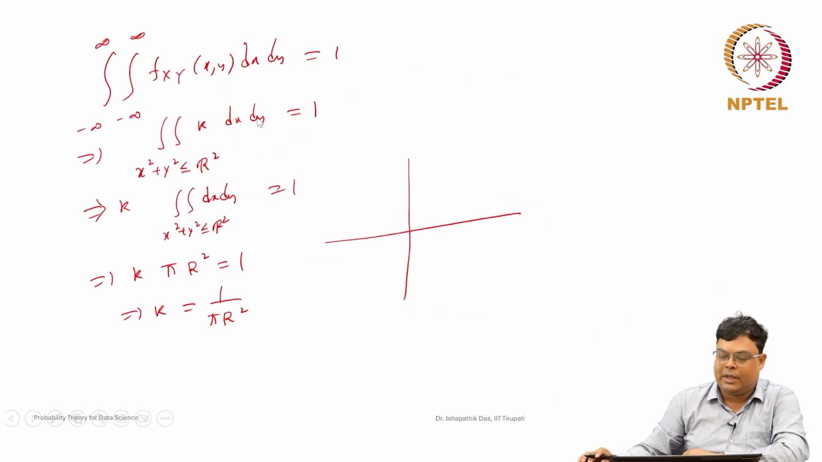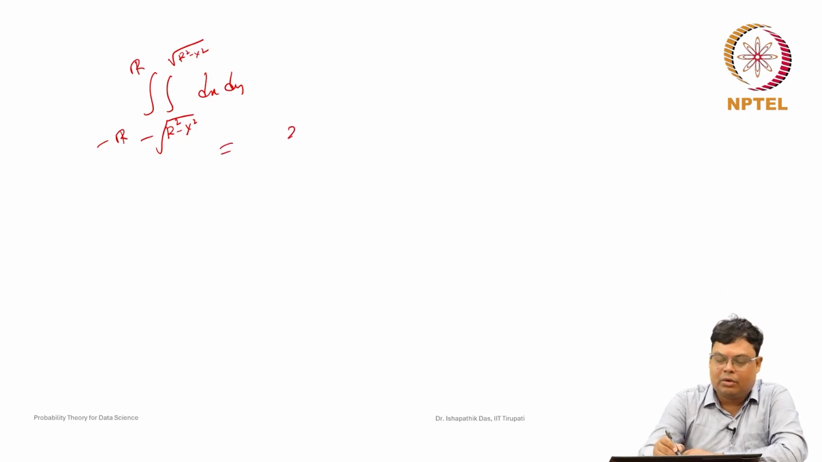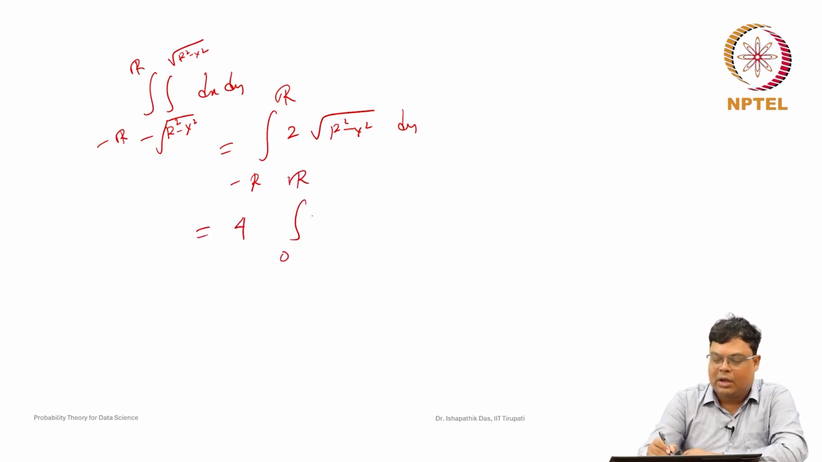So this will be the integral from minus root over r square minus y square to root over r square minus y square, and y from minus r to plus r, dx dy. So this will be 2 into root over of r square minus y square dy, from minus r to plus r. Because it is an even function, if you replace y by minus y, this will be 4 into the integral from 0 to r of root over of r square minus y square dy.